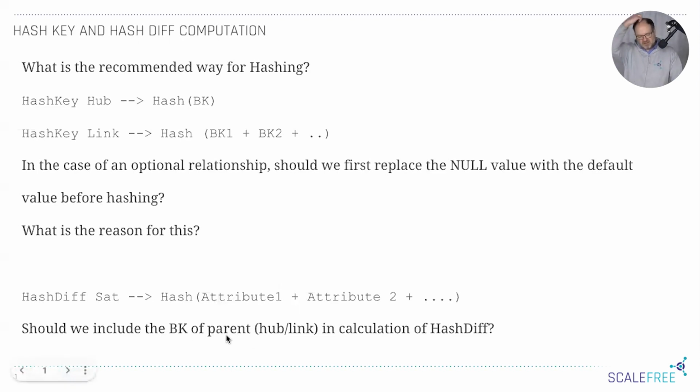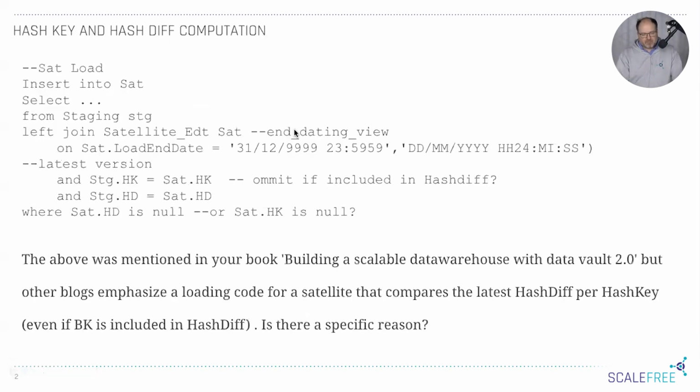And then the question is, and that's the more interesting one here on the slide, in my opinion: should we include the business key of the parent of the hub or link in the calculation of the HashDiff? And that's interesting, because that's what we call a unique HashDiff value. Let me just go to the next slide here.